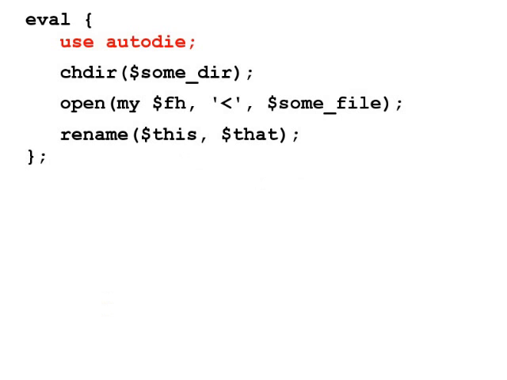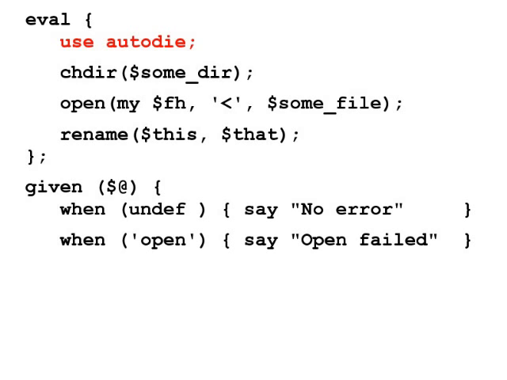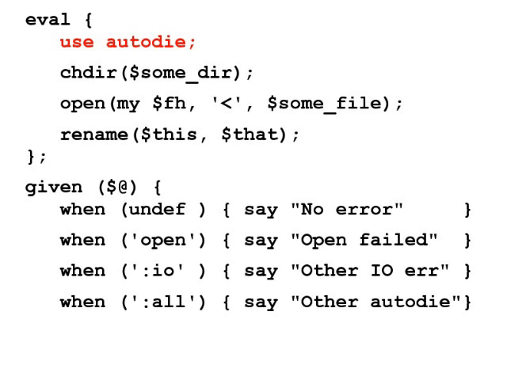Autodie, however, gives me a better failure mechanism. When something dies due to autodie, it throws an exception object, and then using Perl 5.10's switch statement, I can say given that object, when it's undefined, there wasn't actually an error. When it corresponds to open, it means it was open that failed, but I can also test for other things. When it corresponds to IO, it was some sort of an IO error, and when it corresponds to all, it was some other autodie error. In fact, I can also use a default there if it was some sort of legacy error that didn't come from autodie at all.